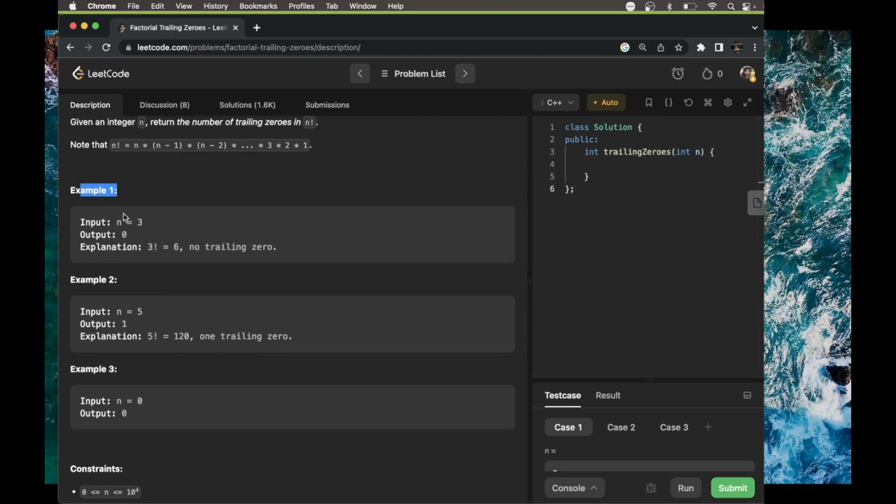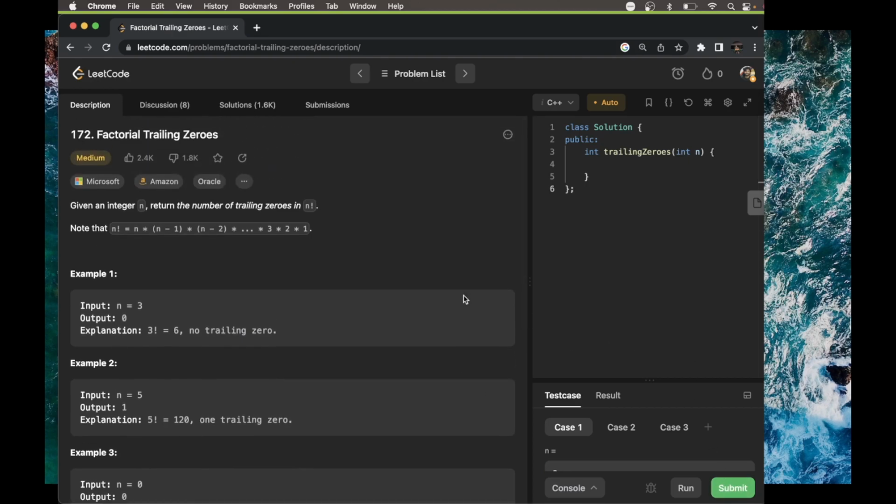Here also they have different sample cases that you can check your code with, and then you need to submit your code in order to check whether it works properly or not. There are a lot of internal test cases that are hidden from you, and it checks whether your code works for those hidden test cases or not. So this is what LeetCode is.